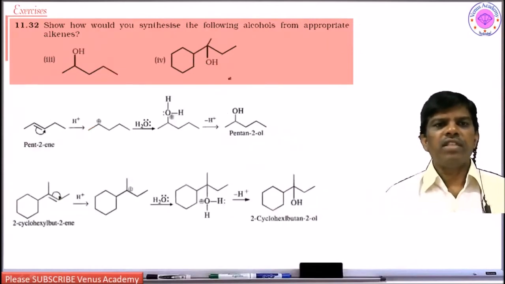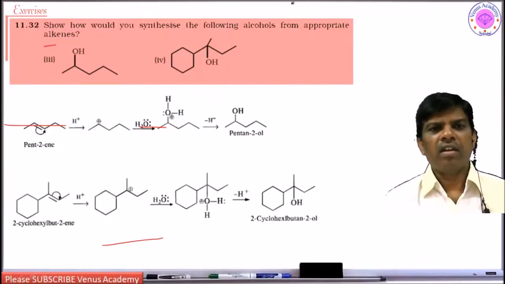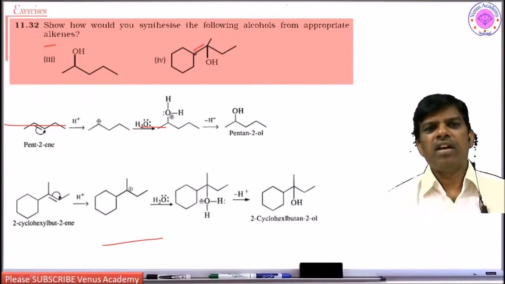Next, show how you would synthesize the following alcohols from appropriate alkenes. Same question. This is also a pentene, giving a Markovnikov product, and this is also a Markovnikov product. Simply take the alkene and add water. What is going to happen? You may have a question: if I take this side alkene, what is the product? It is going to form alcohol on both sides, because this is tertiary and this is also tertiary, and you are going to get a mixture. That is why I have taken the alkene on this side, right?